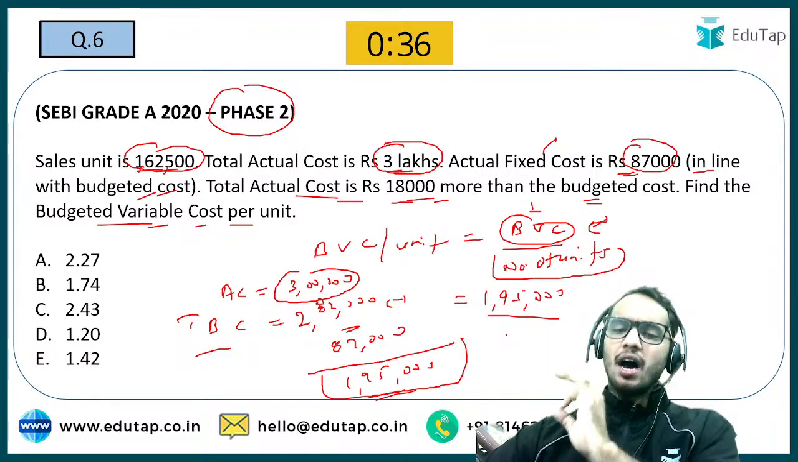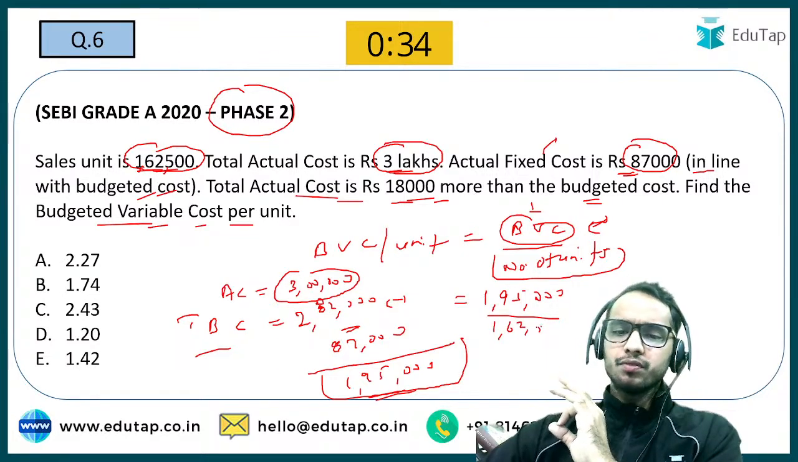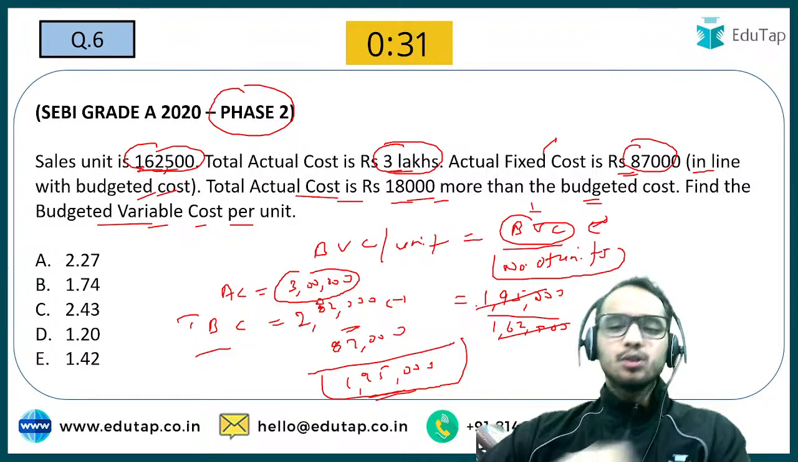Number of units you have is 1,62,500. You will divide it, you will have the answer.